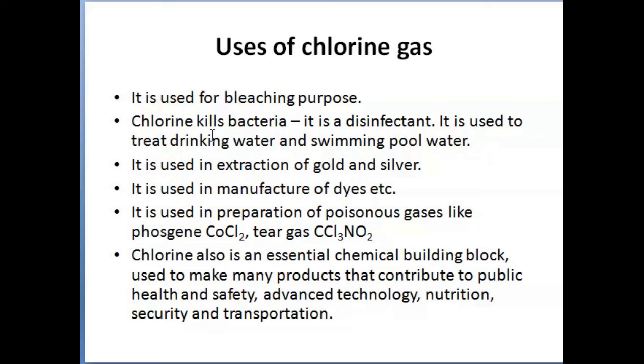It is also used in extraction of gold and silver. Chlorine is used in manufacture of dyes. It is used in preparation of poisonous gases like phosgene, tear gas, etc. So, chlorine is an essential chemical building block used to make many products which contribute to public health and safety, advanced technology, nutrition, security, and transportation. Chlorine plays a very vital role in our day-to-day life.